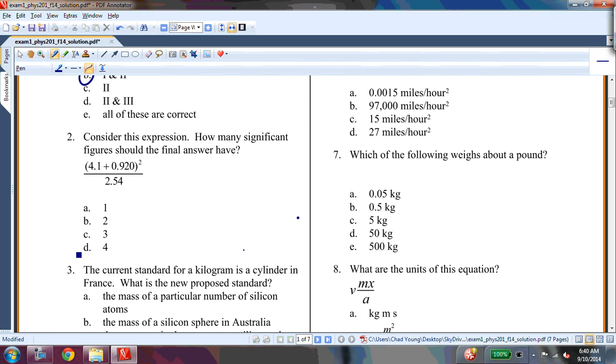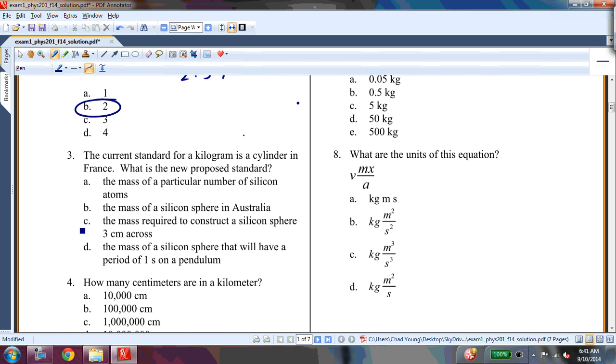So there's this expression, how many sig figs should the final answer have? Well, if I add these, I keep the lowest number of decimal places. That's going to be 5.0. 5.0 squared is 5.0, 5.0 over 2.54. And when I multiply these two numbers, I keep 2 sig figs, and then I'll be dividing 2 sig figs by 3 sig figs. So I keep the lowest number of sig figs, which is 2.